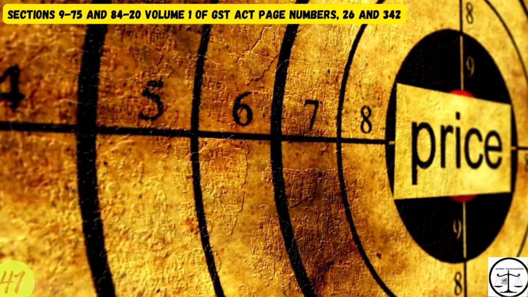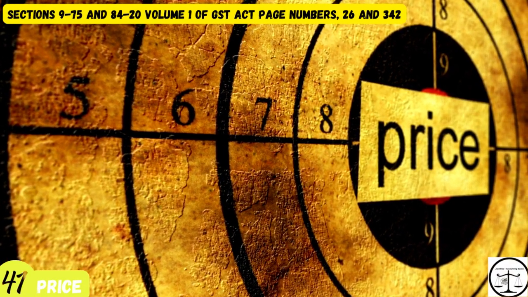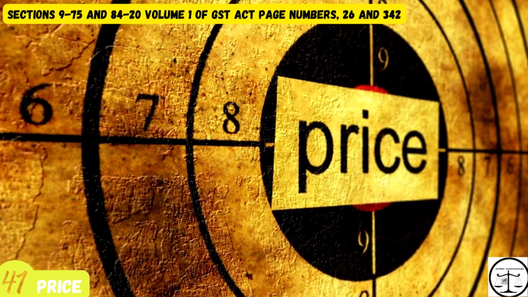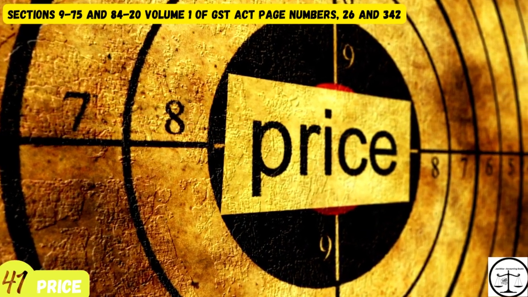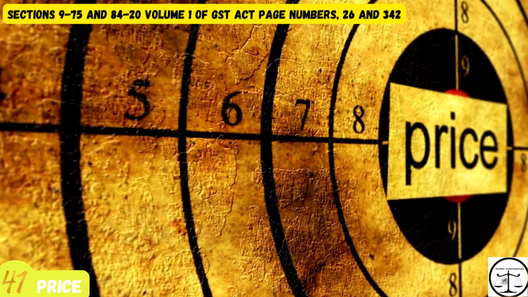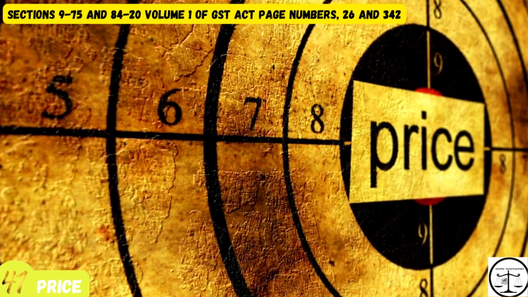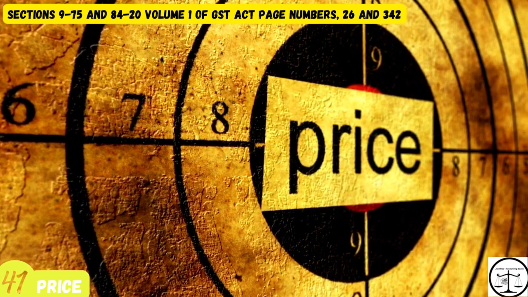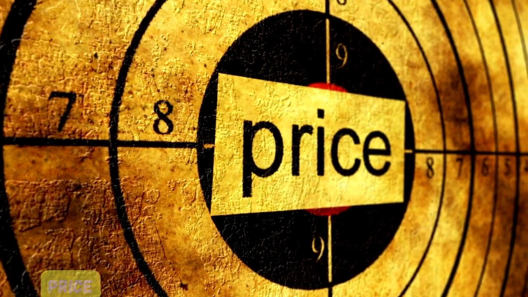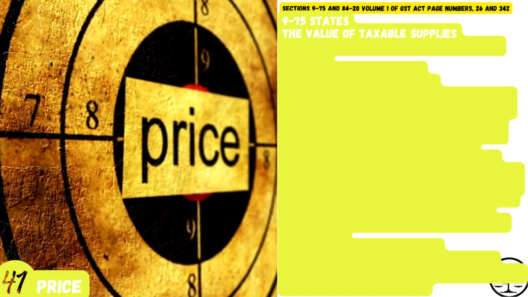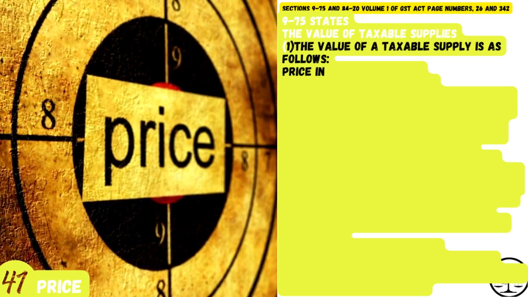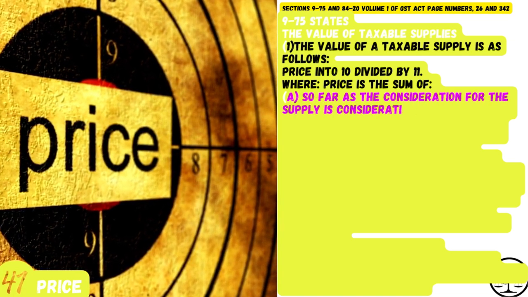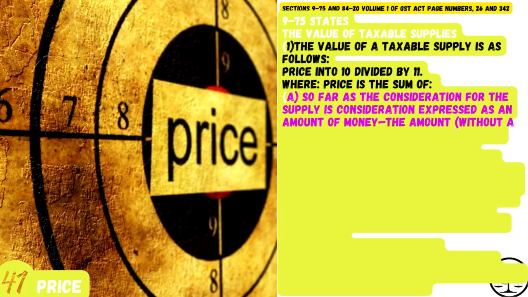Next word. Word number 41. Price, in relation to a supply, has the meaning given by Sections 9-75 and 84-20. That is Sections 9-75 and 84-20 Volume 1 of GST Act, page numbers 26 and 342. 9-75 states, the value of taxable supplies. 1. The value of a taxable supply is as follows.